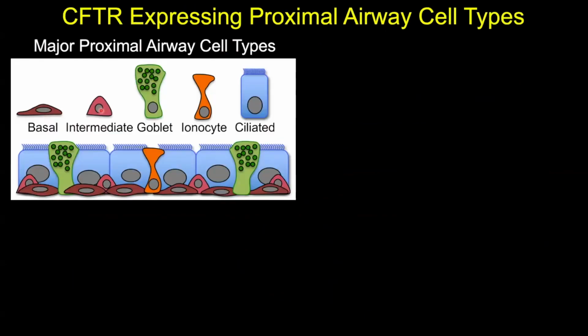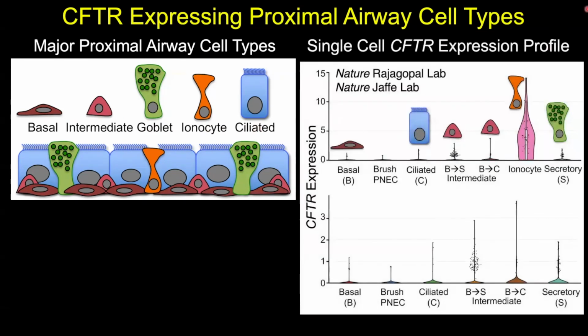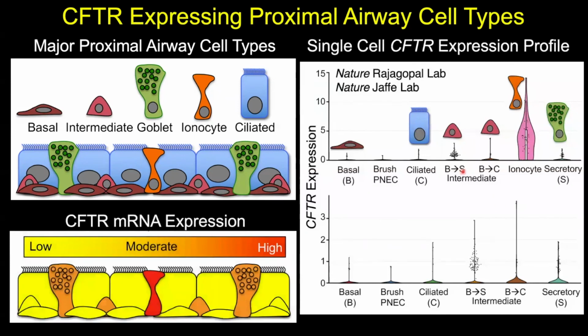In the proximal airway, there are predominantly 5 different cell types listed here. Intermediate cells are an intermediate state of differentiation of a basal cell towards columnar cells, and goblet cells, ionocytes, and ciliated cells also exist in various abundance. Recent single-cell CFTR expression profiling has revealed that ionocytes on a per-cell basis express the most abundant amount of CFTR, with less abundant CFTR expressed in secretory cells, as well as basal cells fated to become secretory cells. Thus, CFTR expression within the airway is highly regulated within different cellular compartments that are also in different abundance.